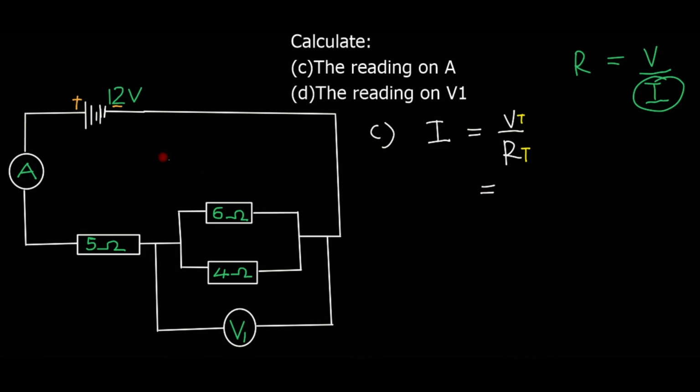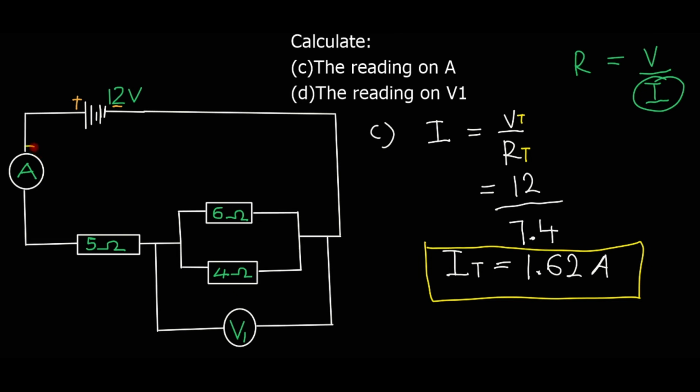Our V total is 12 volts, which is the total voltage of the circuit. So we will have 12 divided by R total, which we calculated and got 7.4, which is 1.62 amperes. So this is our total current. This question wants us to calculate the current at this A, because it is the reading on A, meaning the current flowing through A. Remember A reads current because it is an ammeter. So this is our answer for part C.